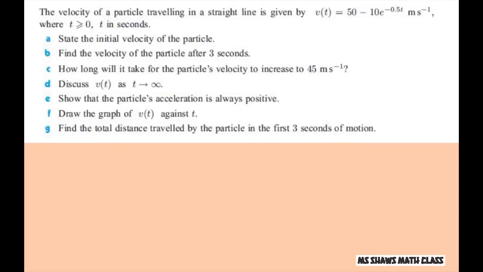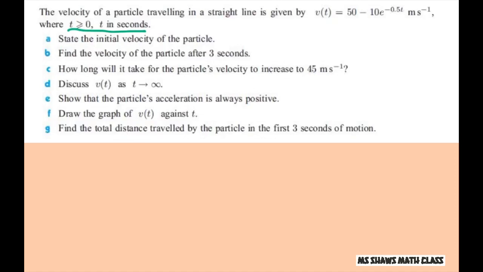Hi everyone. The velocity of a particle traveling in a straight line is given by v of t equals 50 minus 10te to the negative 1/2 t meters per second. T must be positive and t is in seconds. So the first thing we're going to do is state the initial velocity.